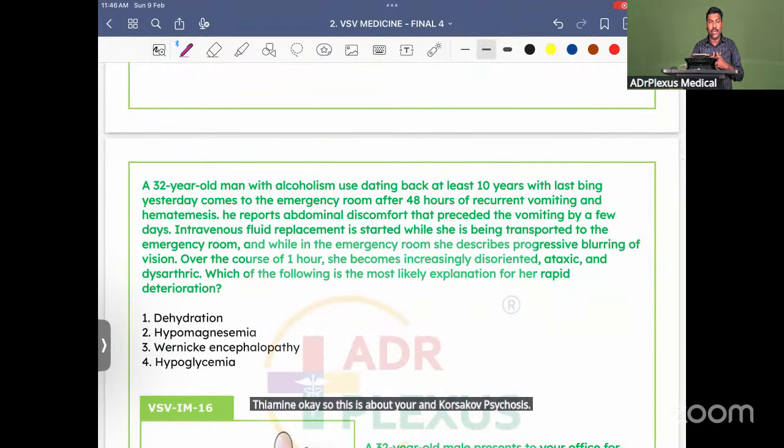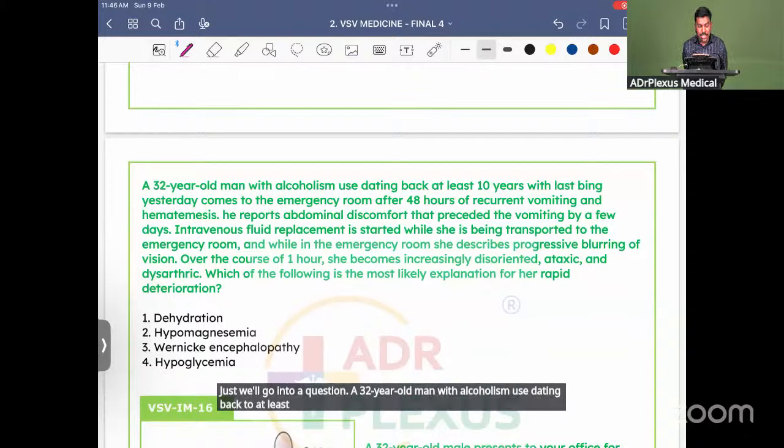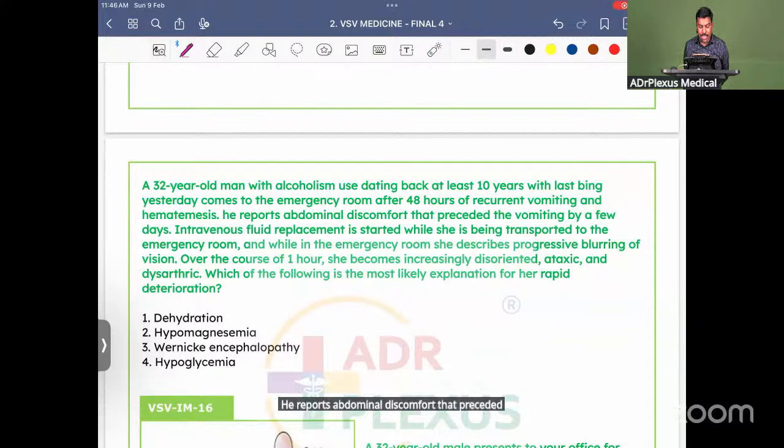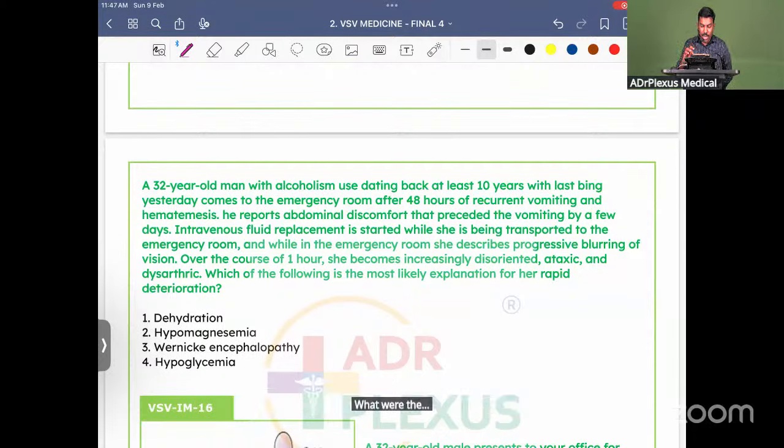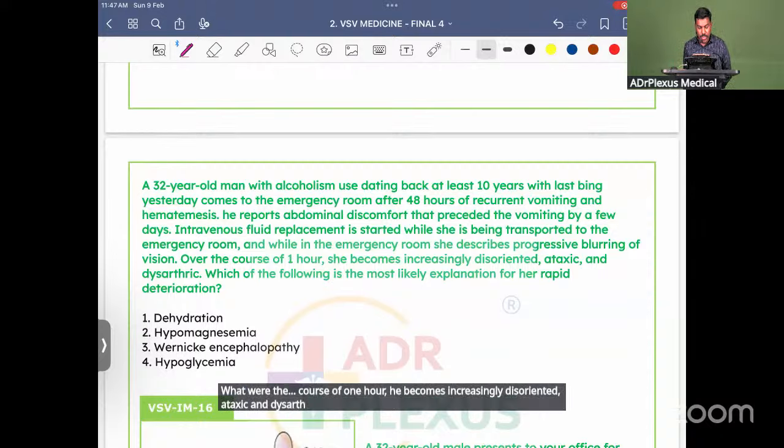Now we'll go into a question. A 32-year-old man with alcoholism dating back at least 10 years, with the last binge yesterday, comes to the emergency room after 48 hours of recurrent vomiting and hematemesis. He reports abdominal discomfort that preceded the vomiting by a few days. IV fluid replacement is started while the patient is being transferred to the emergency room, and while in the emergency room, he describes progressive blurring of vision. Over the course of 1 hour, he becomes increasingly disoriented, ataxic, and dysarthric. Which of the following is the most likely explanation for rapid deterioration?